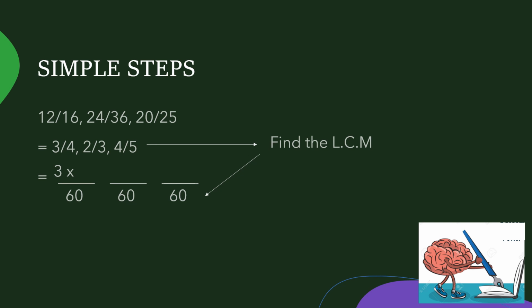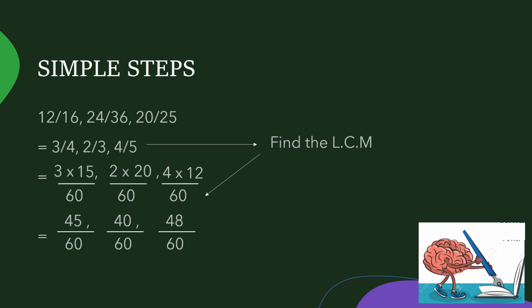So 60 divided by 4 is 15. We multiply 3 by 15. Second, 2 we will multiply by 60 divided by 3, which is 20. And then finally 4 we will multiply by 60 divided by 5, which is 12. We get 45 by 60, 40 by 60, 48 by 60. It is now very easy to compare. This is a much simpler step.